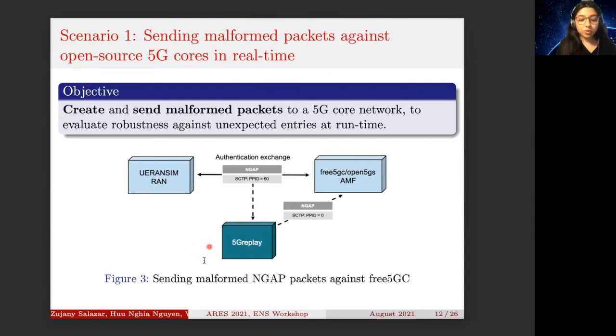And we designed rules of 5G Replay that could filter the NGAP traffic sent between the user equipment and the AMF of the simulators, and modify them in order to change the protocol identifier from 60 to 0 and reinject them into the core network. This was with the objective of testing the robustness of these 5G core simulators against unexpected entries.